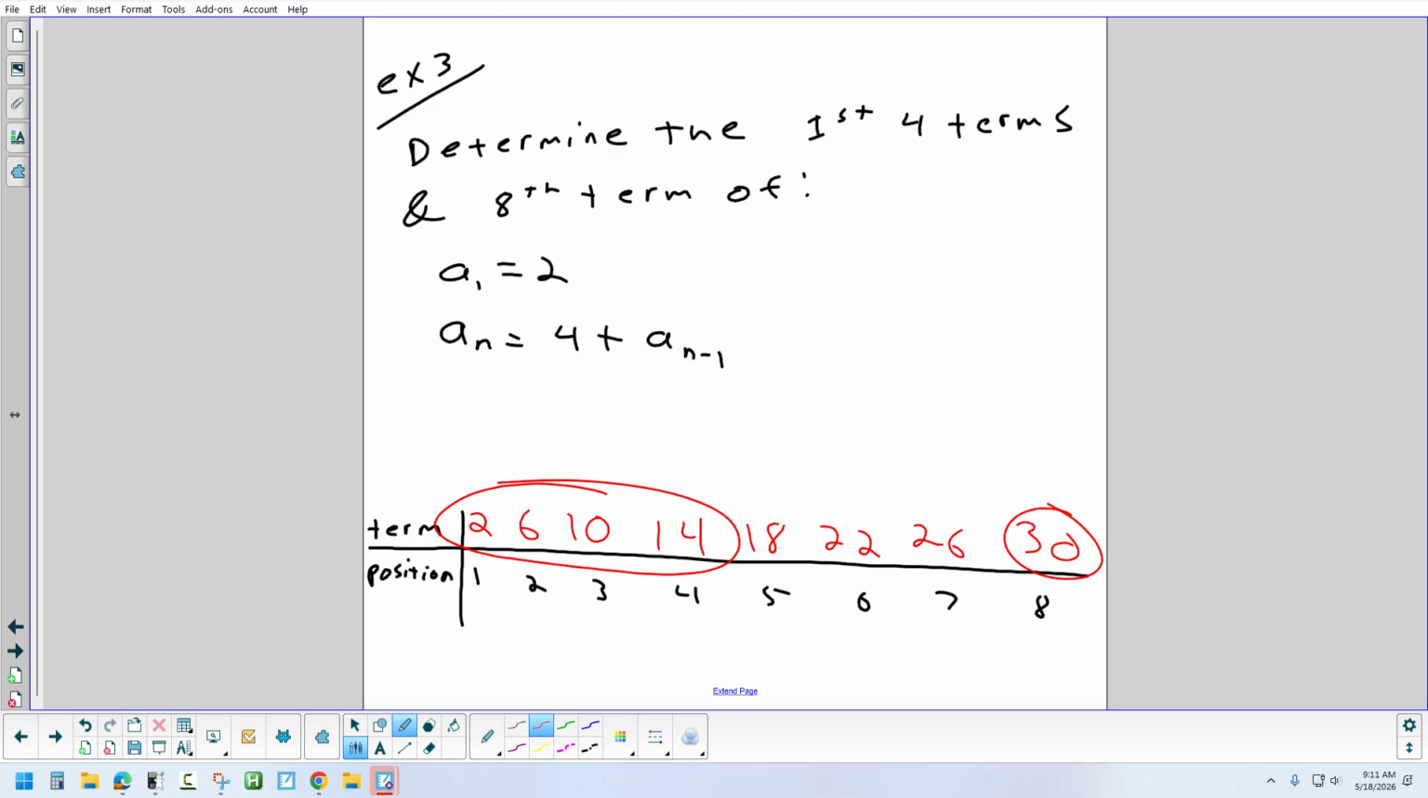And if you notice, you are adding 4 a certain number of times to get to 8. So you're adding it 1, 2, 3, 4, 5, 6, 7 times. You're adding 4 one less time than the position you're trying to get to, plus the term you started with, which was a 2. So if we can see that pattern, we can figure out a faster way to do this without adding 4 over and over each time.